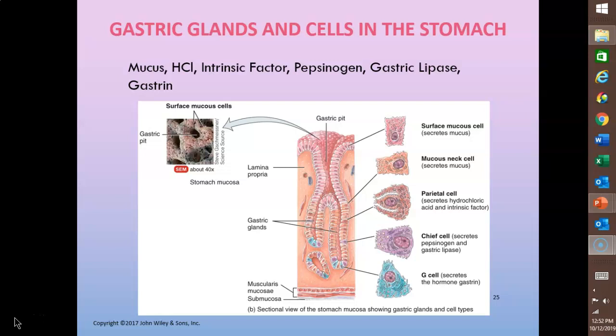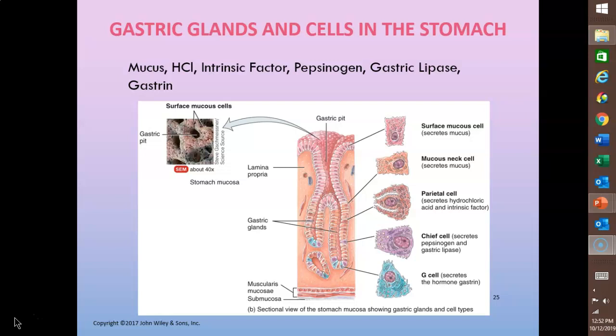So gastrin stimulates the secretion of the hydrochloric acid and the pepsinogen, but it also causes the lower esophageal sphincter to contract, and that helps to increase motility of the stomach, and it helps to relax the pyloric sphincter so that emptying can occur. Now let's move back up and talk about those parietal cells.